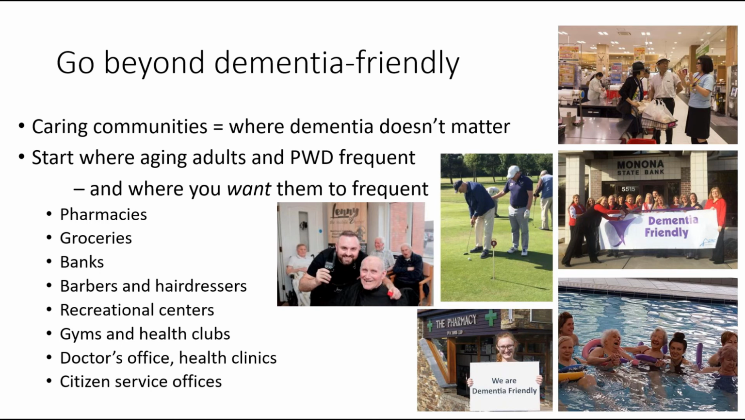Taking this a step further from the individual level, businesses and governments can also get on board or even lead the way towards making the central buildings and services in the community accessible and enjoyable for all. A good way to start doing this is by looking at the places where aging adults and people with dementia already frequent and where you want them to frequent. Consider how places and activities could be made more dementia inclusive, which is one step further from being dementia friendly, so that people with dementia can have a real quality of life and dignity.